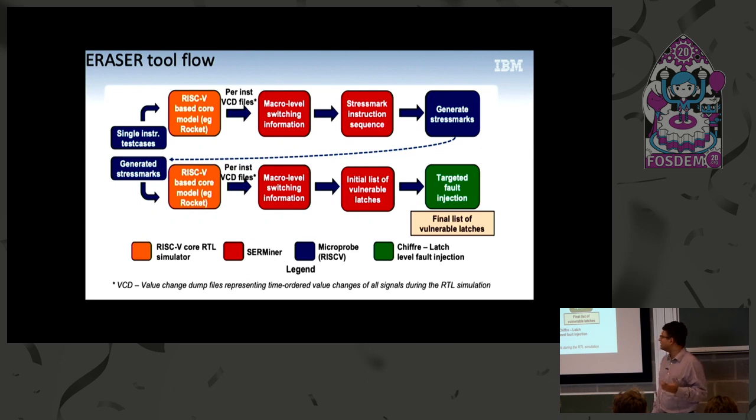Generate macro level or RTL module level switching information and use that to get residency information, which is used to generate a stress mark. These stress marks are then run through a similar flow of emulation and macro level switching information to generate a set of vulnerable latches. And finally, you have a targeted fault injection methodology on these vulnerable latches using the SHIFT tool. This will finally give us a final set of latches that we can deem to be vulnerable and determine what kind of protection needs to be adopted for these particular components.